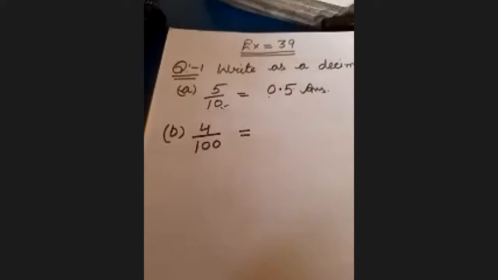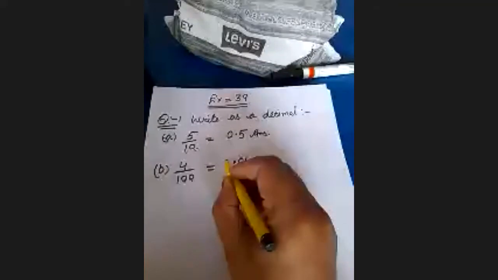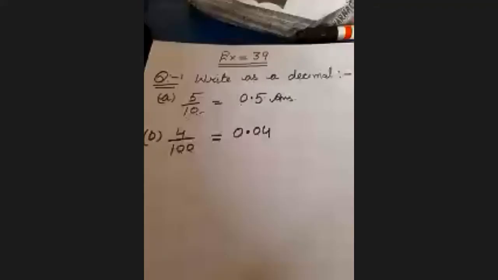So we write 4, then 0. 1, 2. We have two 0s. So count from the right-hand side: 1, 2. Now put the point here. Here we write 0. Your answer is 0.04.